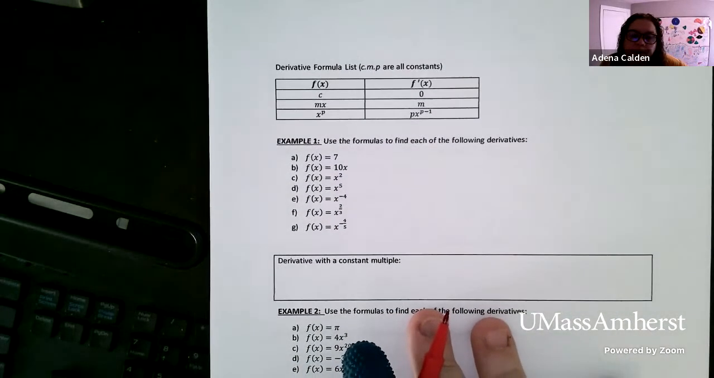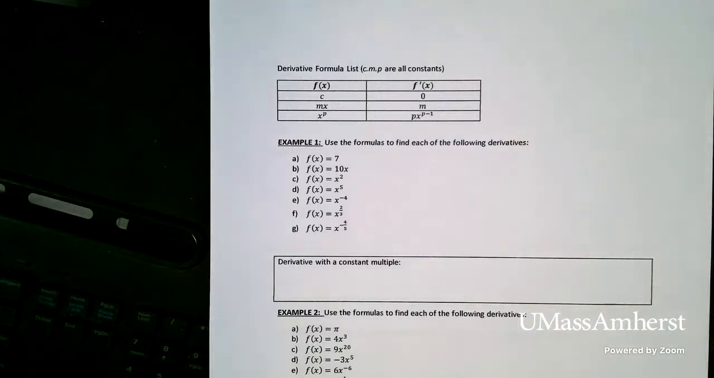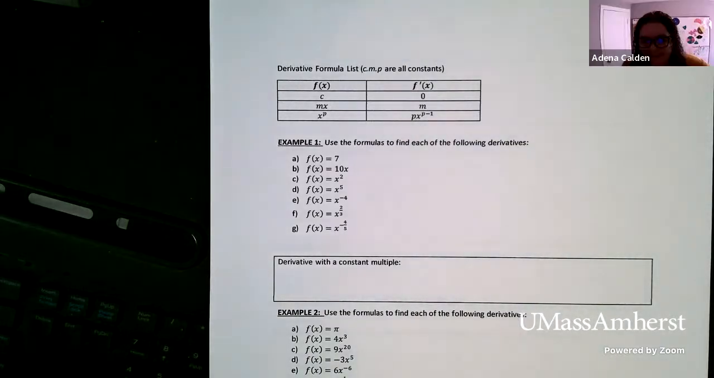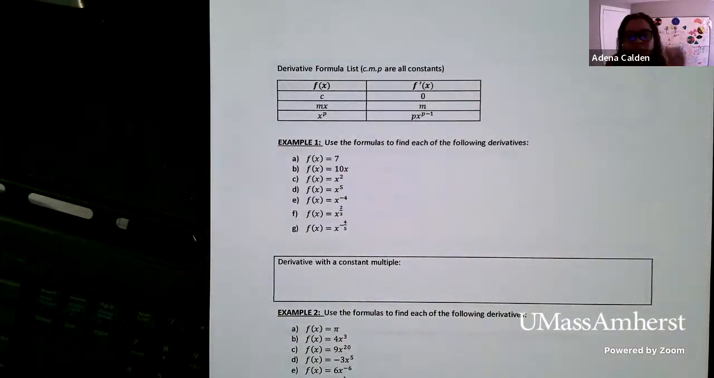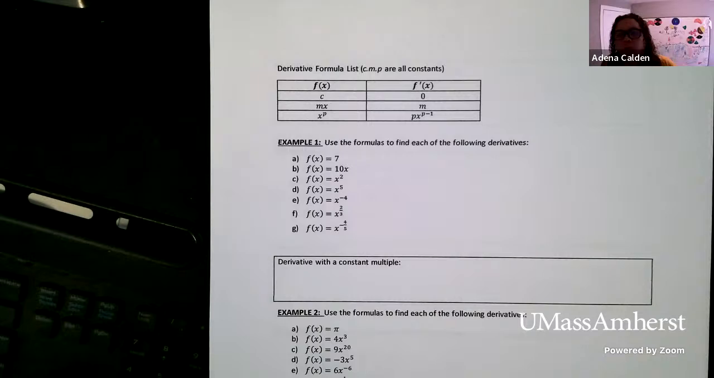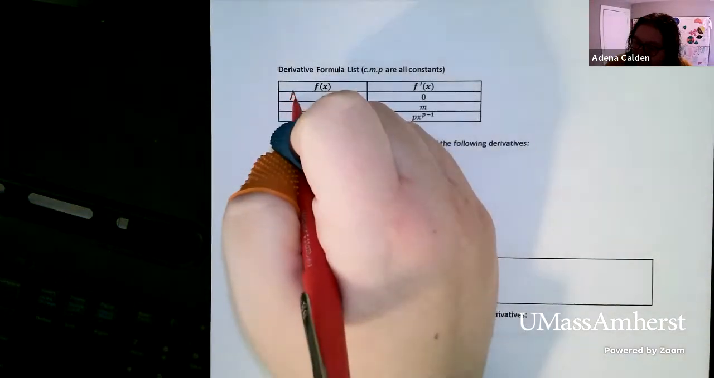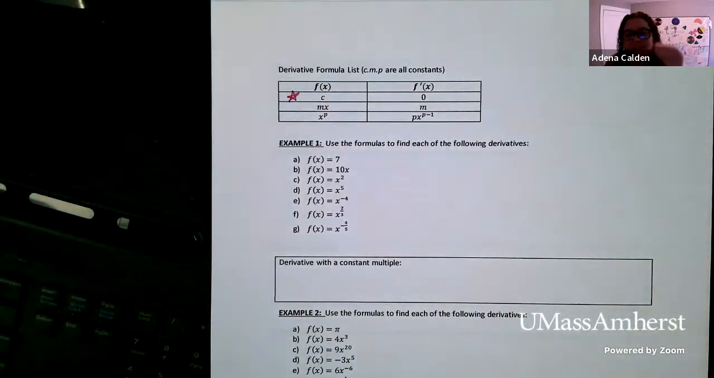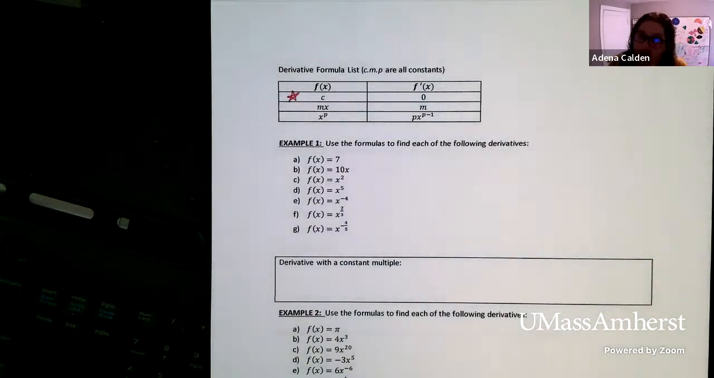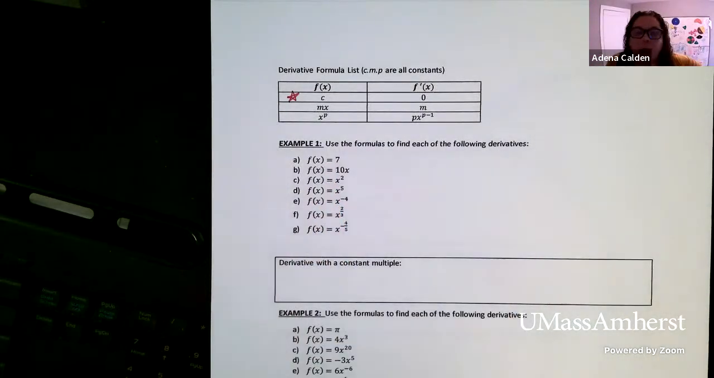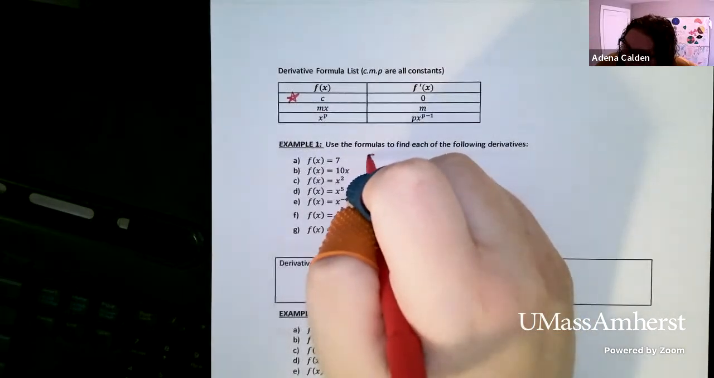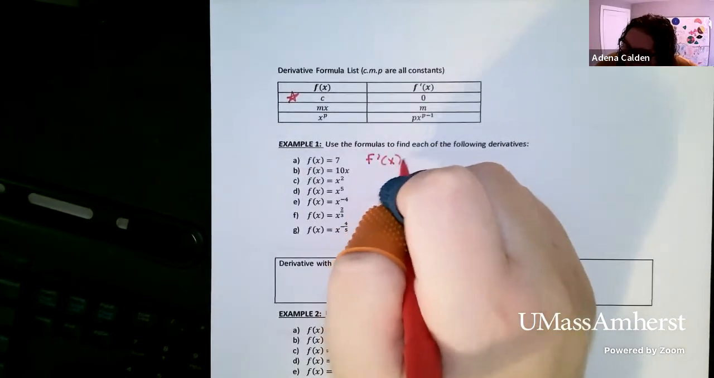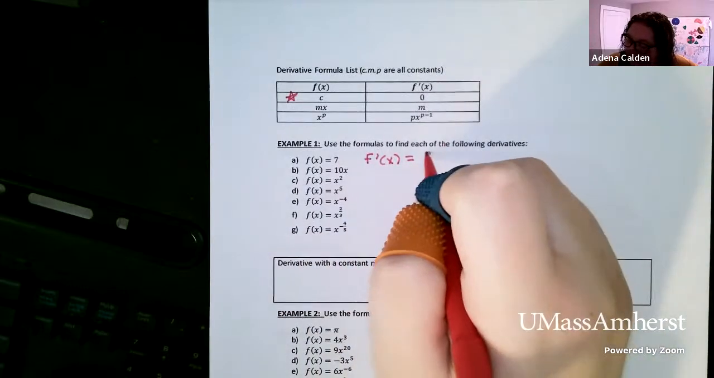All right. So let's start with A. So here I have f of x equals 7. So what I want you to notice about the 7 is that it's not attached to anything. Okay, so that means that we are using this first rule, that we have a constant. The only time we have a constant is if it's not attached to a function, right? So it's got to be completely by itself, just like it is here. And so the rule says that when you take the derivative of a constant, you're going to get 0.